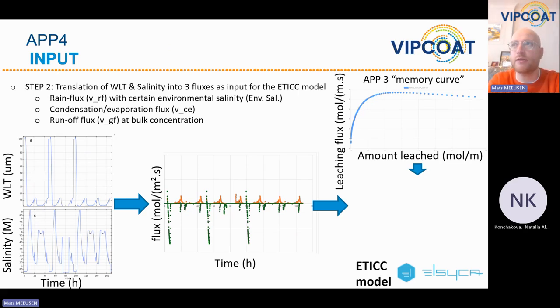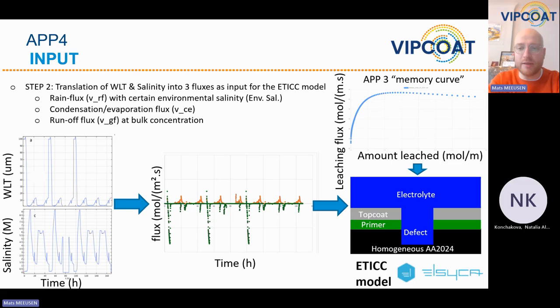So from App 3, we start from a leaching experiment. That leaching experiment is translated into a memory curve. And a memory curve is simply linking the amount of inhibitor that already has leached to the leaching flux at that moment. So information coming from App 3 and the 3 fluxes that we have calculated are now implemented in the same geometry as before, but now with a dynamic electrolyte, a dynamic water layer on top of the primer and the top coat.